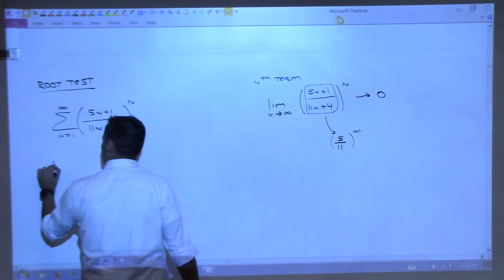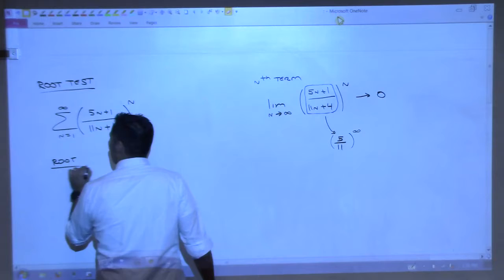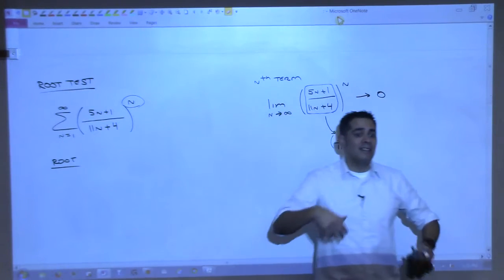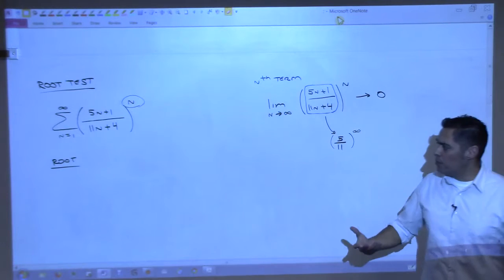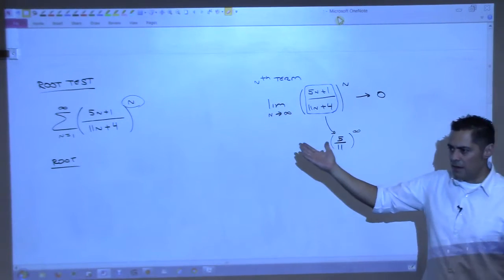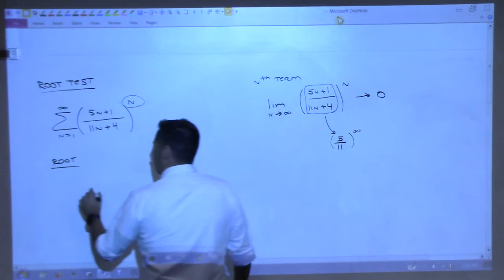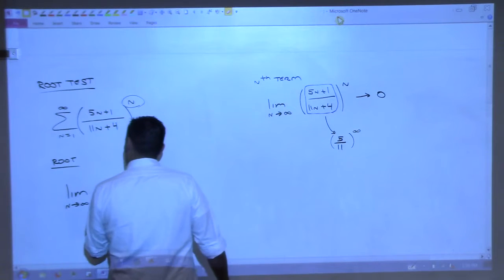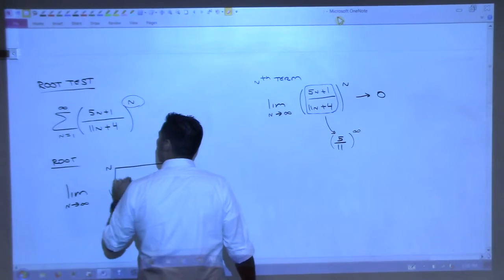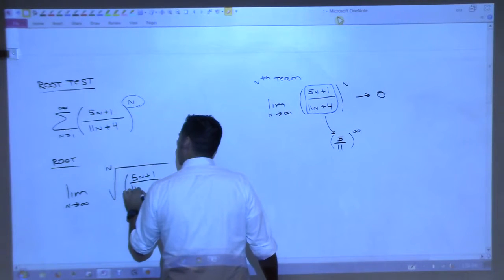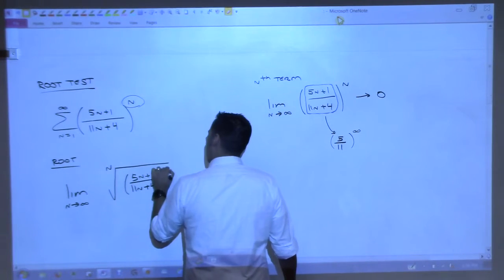So check out how awesome the root test is for something like this. And I'm using the root test because, look, I've got an nth power, right? The whole thing is to the nth power. So when I use the root test, the first thing I'm going to do is take the nth root, which will kill off that power, won't it? So I'm going to do the limit as n goes to infinity of the nth root of (5n plus 1 over 11n plus 4), all to the n.